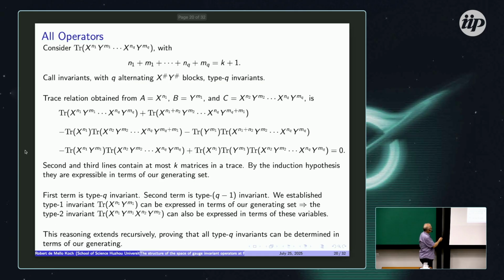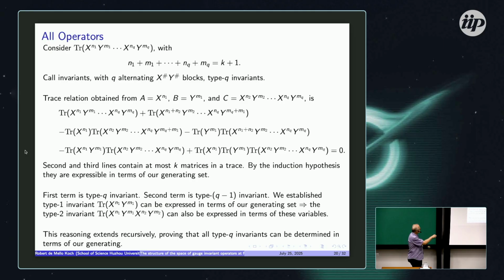Now I'm going to look at the trace relation that I get from picking A to be x to the n1, B to be y to the m1, and C to be everything else in the operator. If I just work out what the trace relation looks like, the first term is the operator that I want to determine. This is a type q invariant. In the second term, n1 and n2 got together, and mq and m1 got together. So this is a type q minus 1 invariant.